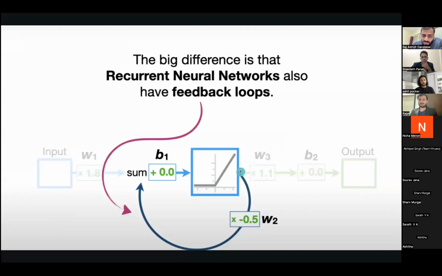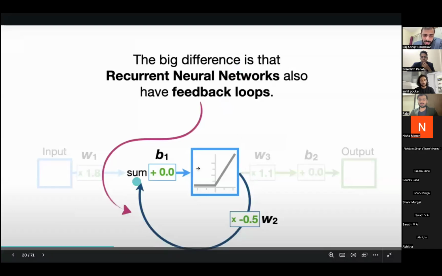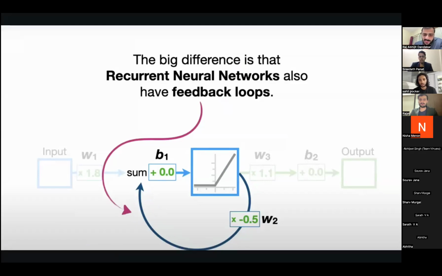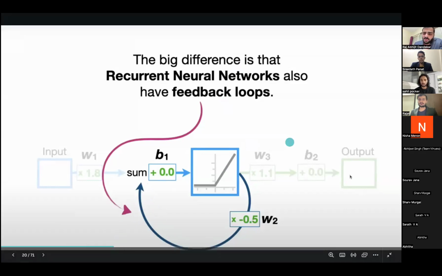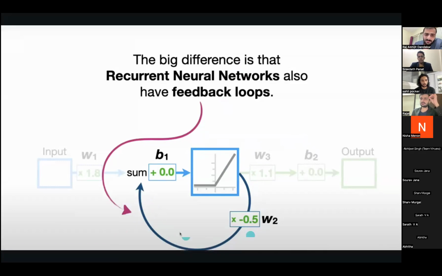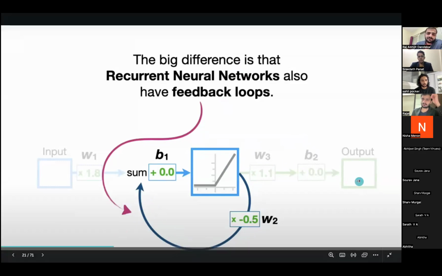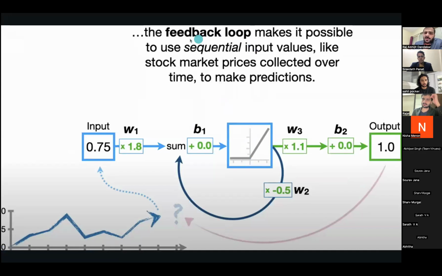In recurrent neural networks, you have this feedback loop. What this feedback loop essentially does is introduces some kind of memory into the system. Along with the present values, it allows the recurrent neural networks to have past values also while making the prediction. And this feedback loop here makes all the difference. So the feedback loop makes it possible to use sequential input values, which is basically to encode memory, and it helps us to make predictions about the future.